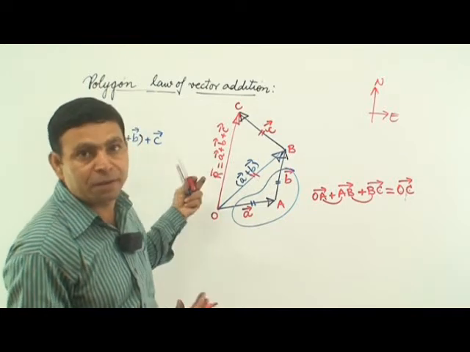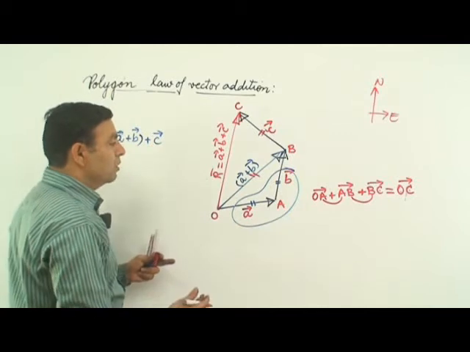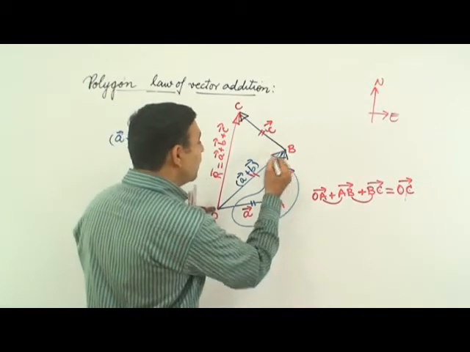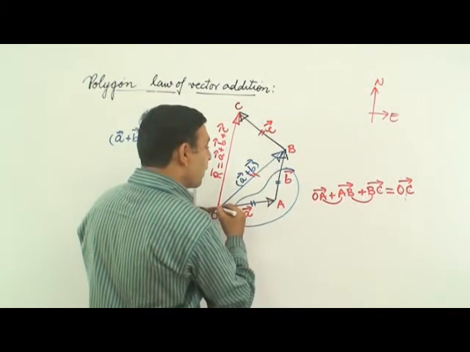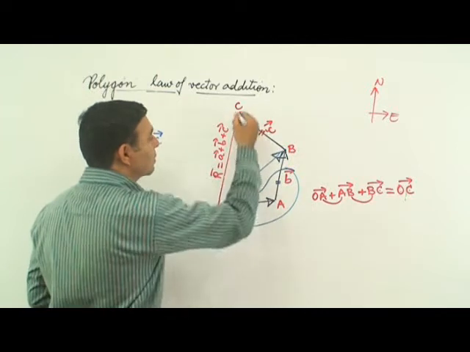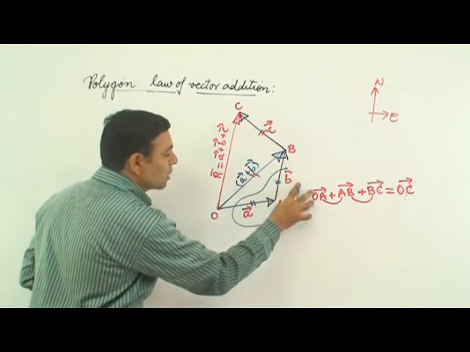So polygon law can be understood as nothing but the repetitive application of triangle law. See, tail head tail. Then again tail head tail. Fine. To this A plus B you are adding C to get this resultant. Something like this.